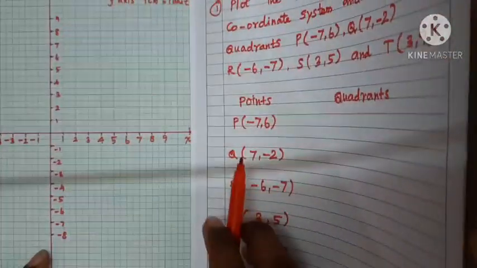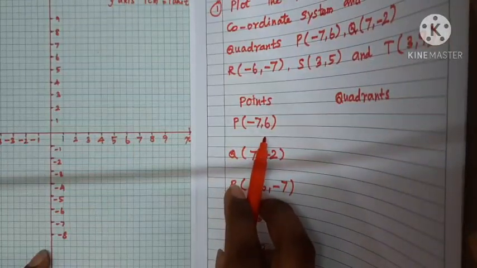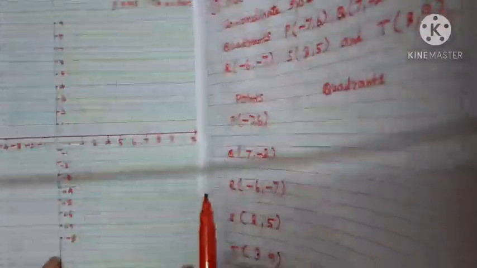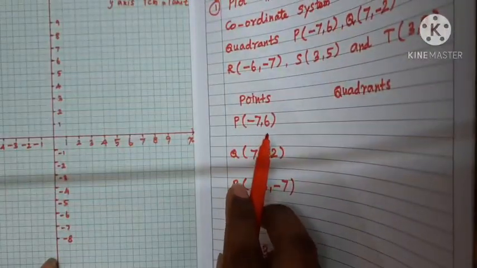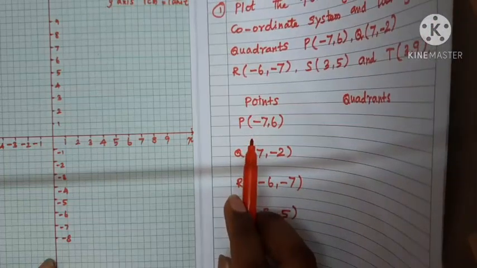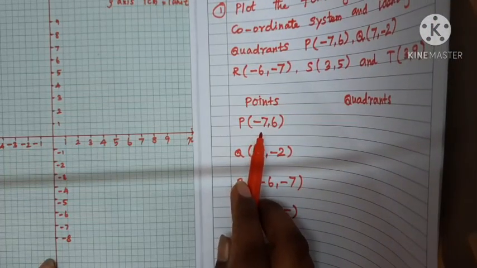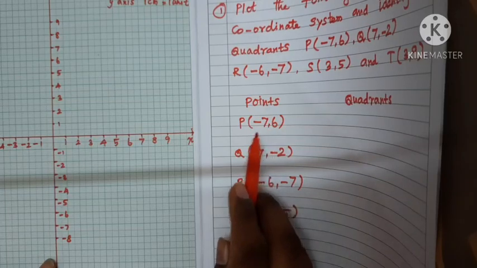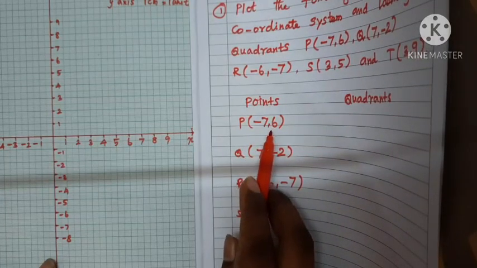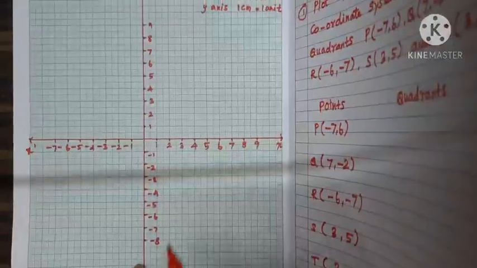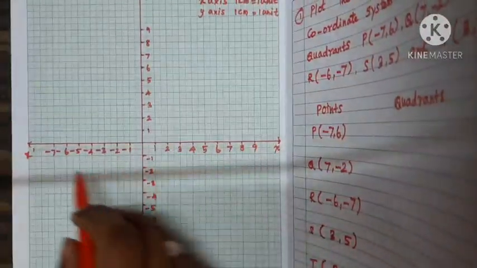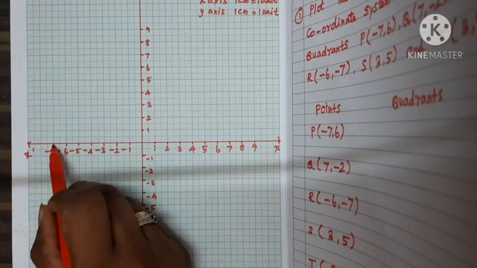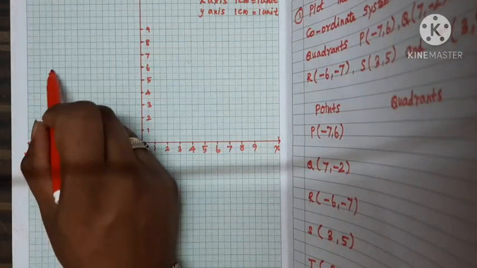The first point is -7, 6. That is P. P point is -7, 6. So x-axis -7, y-axis 6. Obviously you know this from your previous classes: the first value is the x point, the second is the y point. X point is -7, y point is +6. We have to plot this point on the graph.